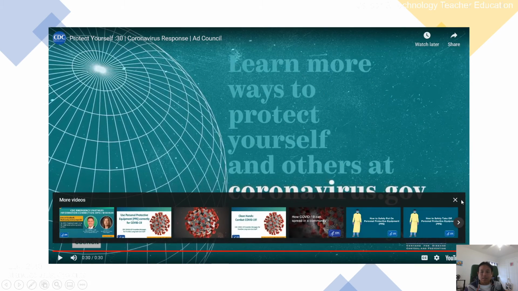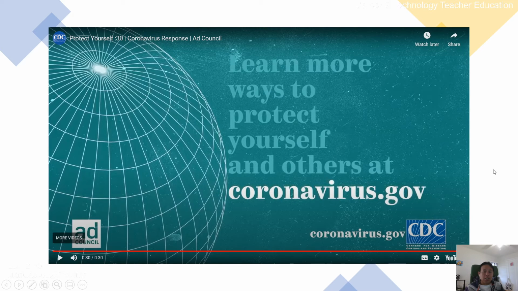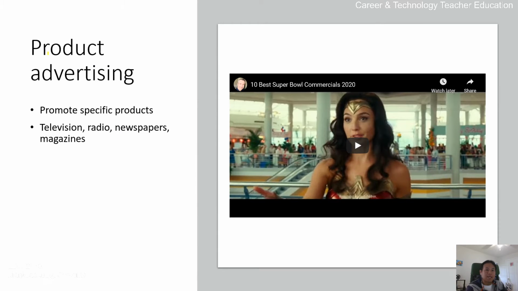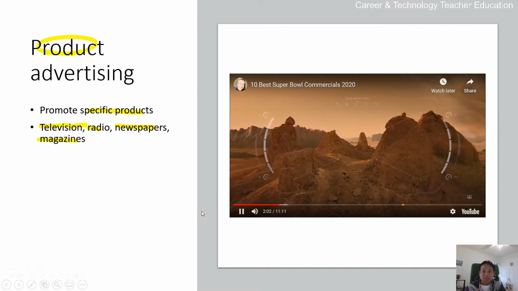These advertisements are like public health advertisements. Here, they just focus on an idea, not a product, or on public health. The key message is protect yourself and others by washing your hands or keeping social distance. This is an example of idea promotion. And the second type is product advertising, focusing on a product. It promotes a specific product by television, radio, newspaper, and magazine. I brought some examples of this.